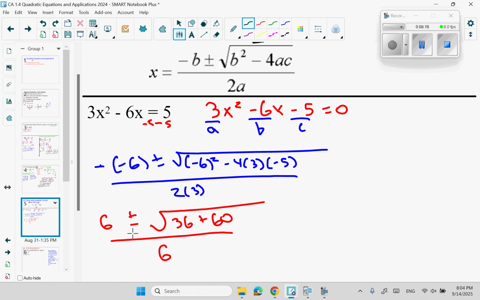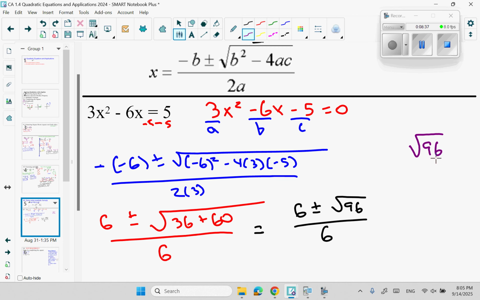Another common mistake I see is kids do this. You cannot do that, so please don't. Combine like terms in the radical. Okay. And then 96 doesn't have a perfect square root, so I would try to simplify that as a radical.